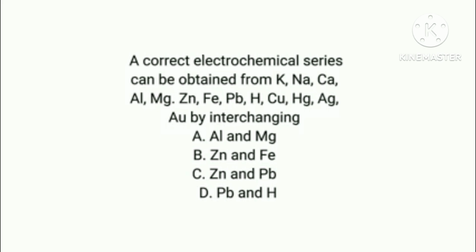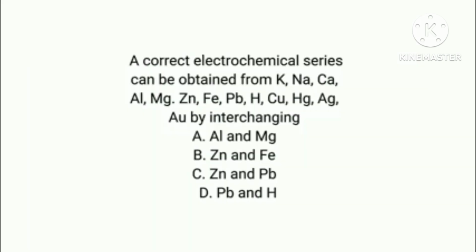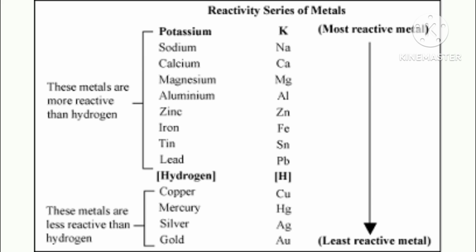So if you are conversant with the electrochemical series, you will know that the only problem we are having here is the position of the aluminium and magnesium, because in the correct electrochemical series, magnesium comes first before aluminium. Why? Because magnesium is more reactive than aluminium.